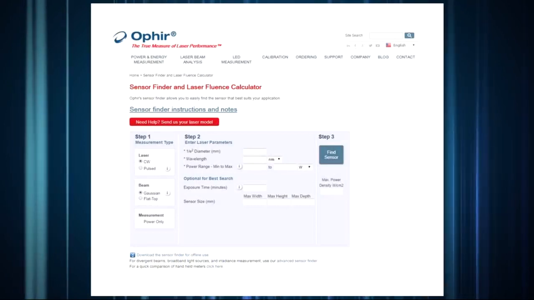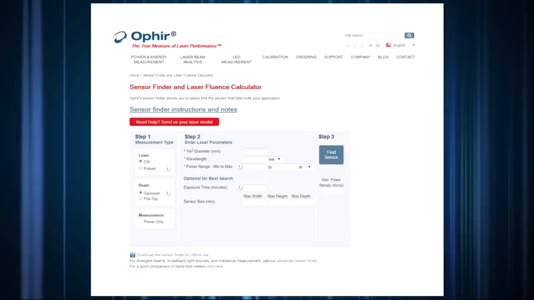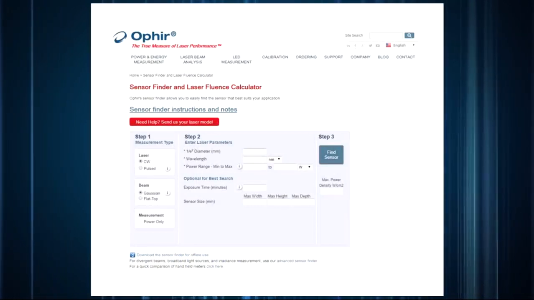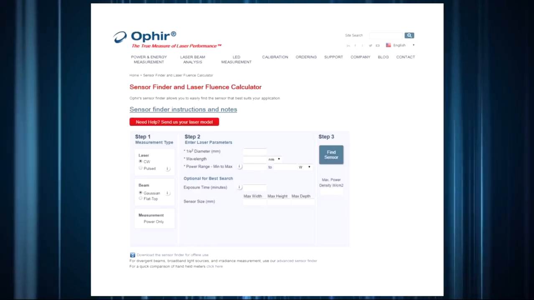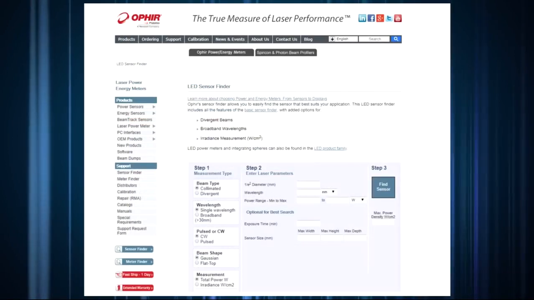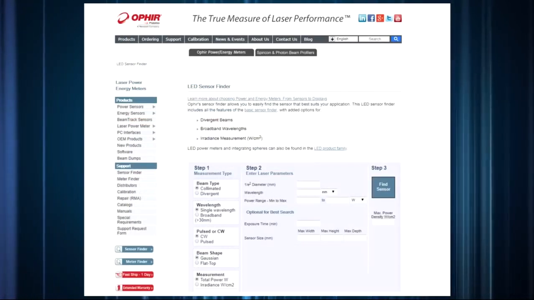Ophir offers a tool called the Sensor Finder, which does most of the thinking for you and offers you the correct solutions for your laser. You can find it on our website. There's also an advanced sensor finder if you're working with a diverging beam. We hope that this short video will help put things in order for you, so you'll know how to begin and what questions to start with.